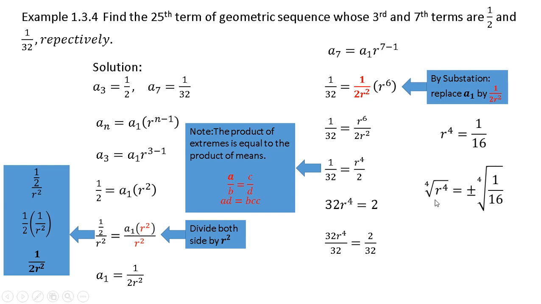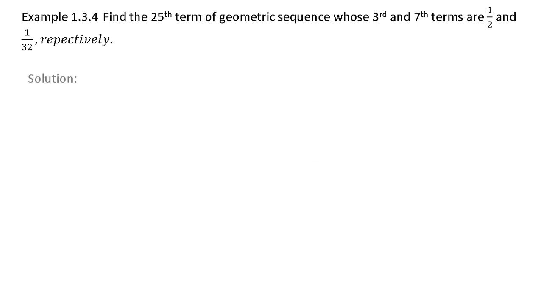I think, fourth root. So, para ma-cancel si 4, and that would be the same with the right side. So, we have r equals 1, positive, negative, 1 half. Anong 1 half? Kay fourth root of 16 is 2. Di ba? 2 to the power of 4 is 16. So, we have a value of r nga 1 half.